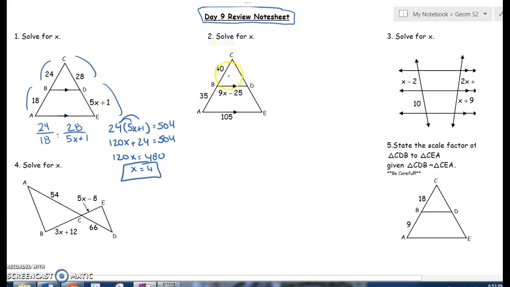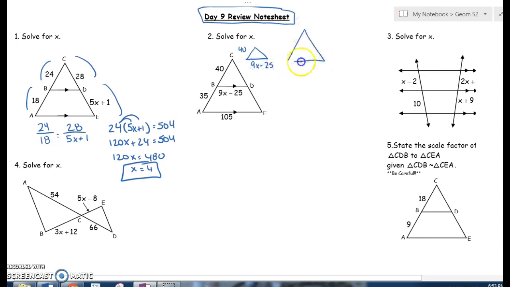Now number 2 looks almost exactly the same as number 1. As far as the triangle goes, we've got the two parallel lines. However, you cannot do the side splitter theorem. You cannot do top over bottom equals top over bottom like we did over here, because it only works for the sides. It does not work for the sides that are parallel. So when you have to find a piece that's one of the parallel sides, you have to draw the triangles separately. So you'd have the little guy is 40 and 9x minus 25.